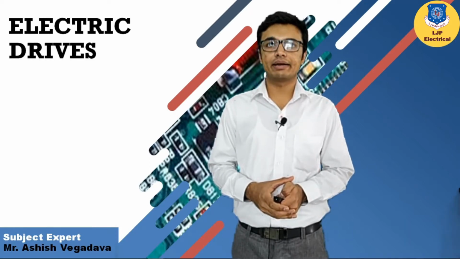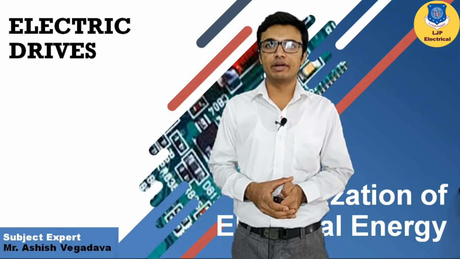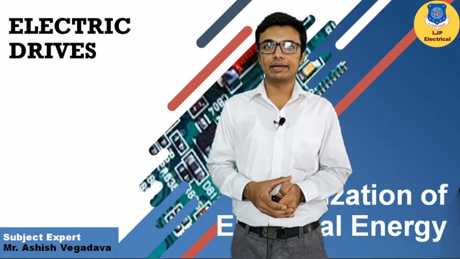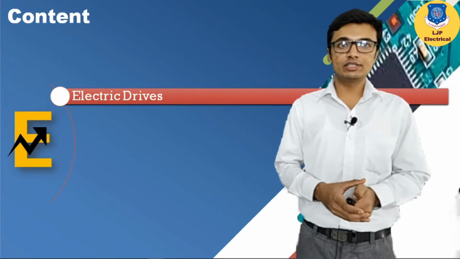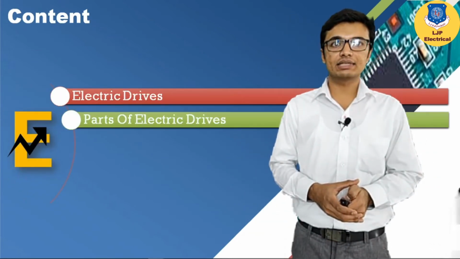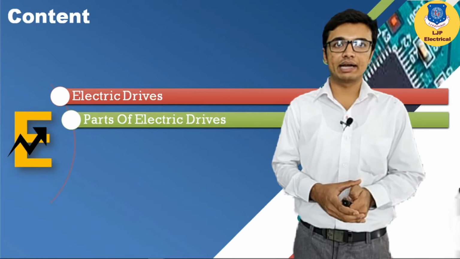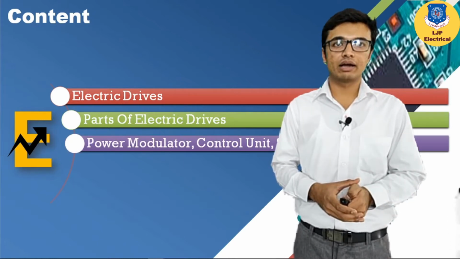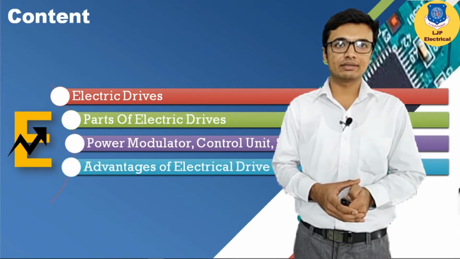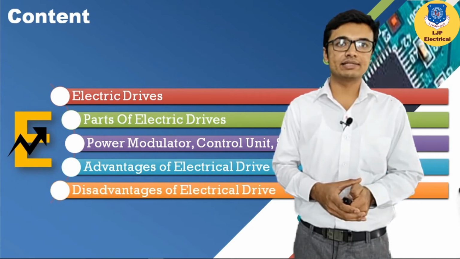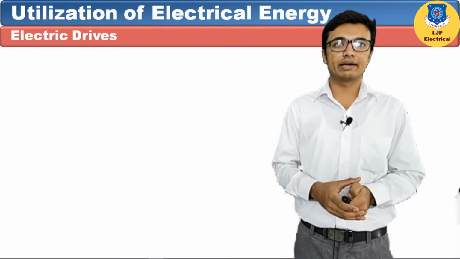So today we will learn electrical drives in the specific utilization of electrical energy. Let's move to the content of this topic. In this topic we will learn about the electrical drives, what are the parts of electrical drives: power modulator, control unit and the sensing unit. What are the advantages of electrical drives, and last we will learn what are the disadvantages of electrical drives. Let's see about the electrical drives.